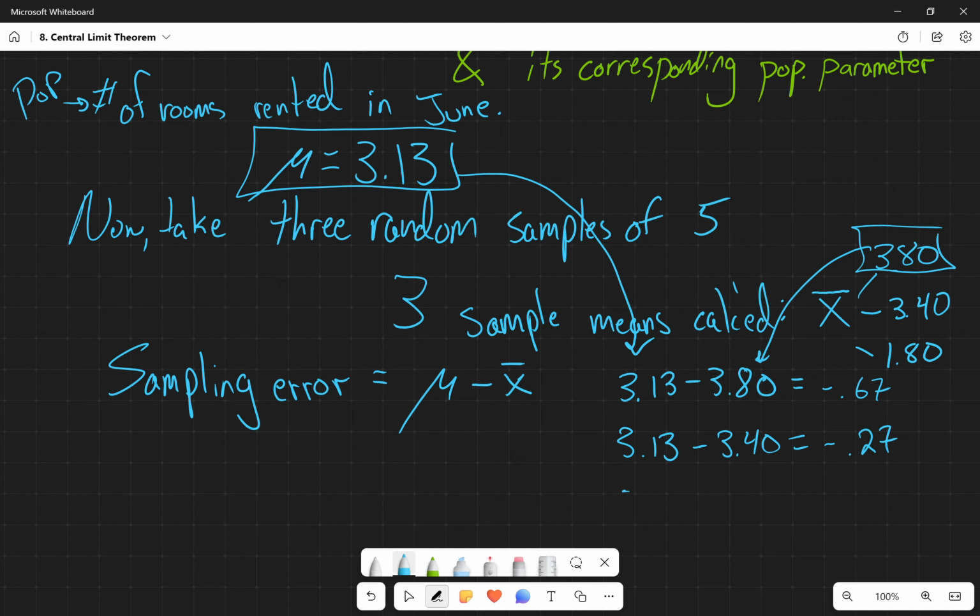And then 3.13 minus 1.80. This is going to give us a positive 1.33. So we see that the sampling error can be negative, can be positive, can be small, and can be large.